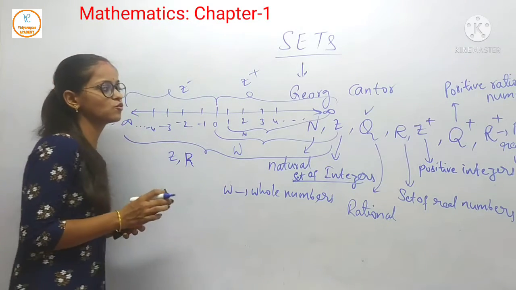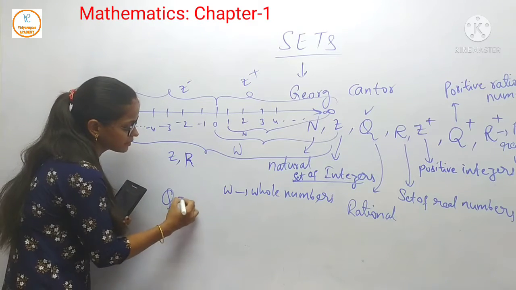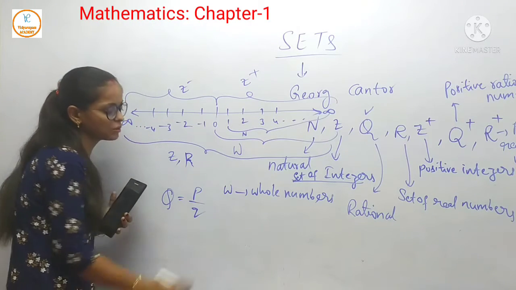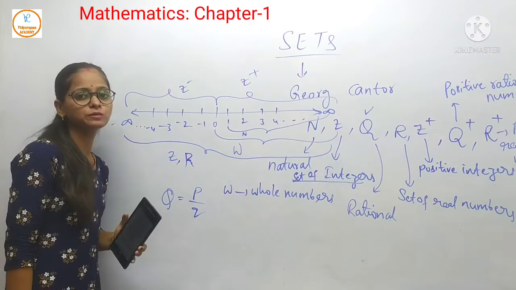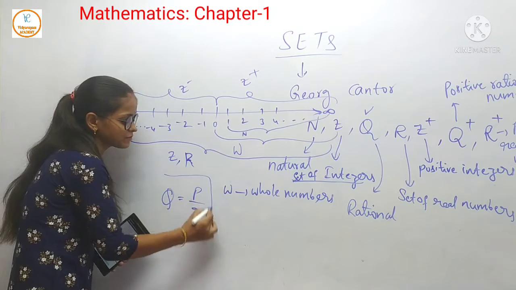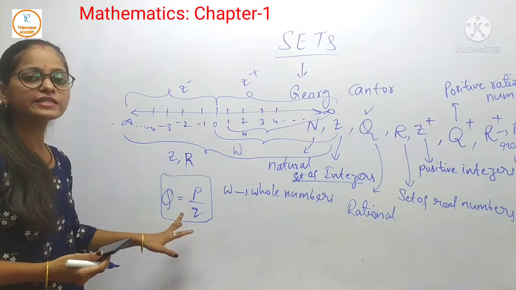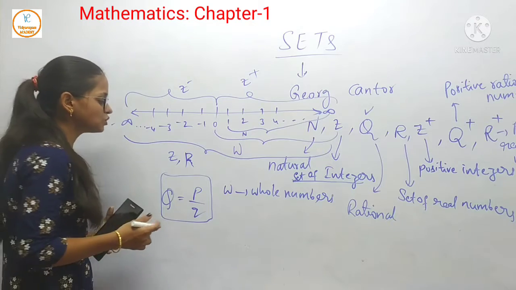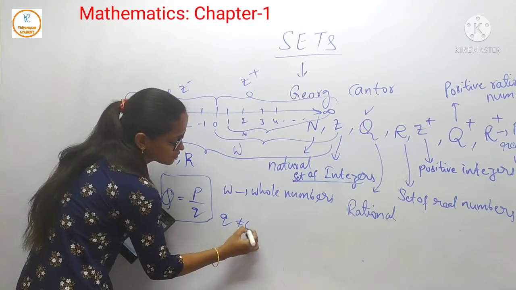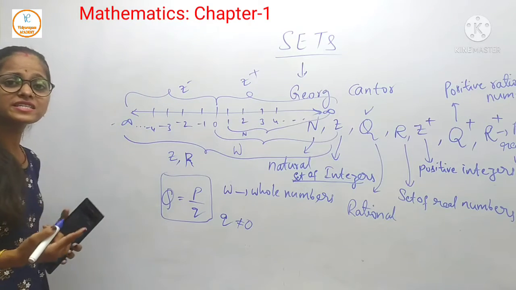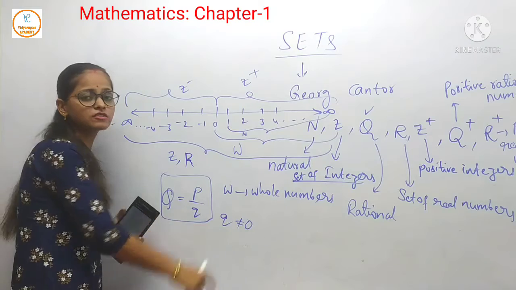After this, everything is completed, right? Rational numbers. So what is a rational number? A number in the form of P by Q, where P is the numerator and Q is the denominator, is said to be a rational number. But one condition for a rational number is that Q must not equal 0. Why is this condition needed?